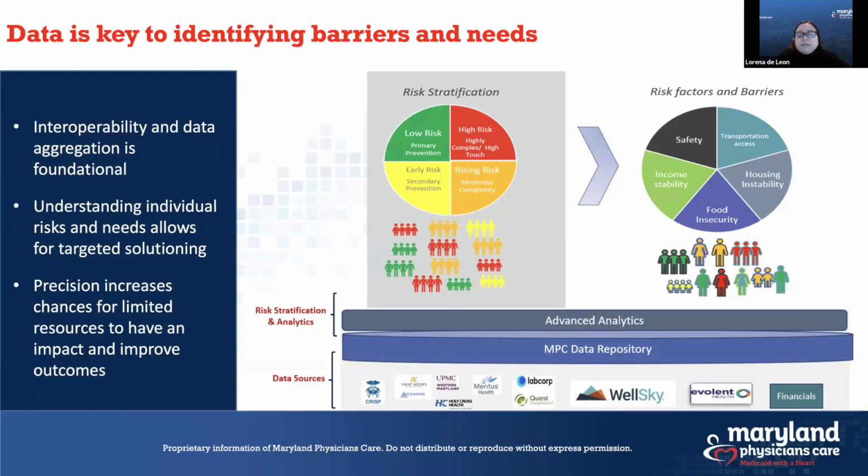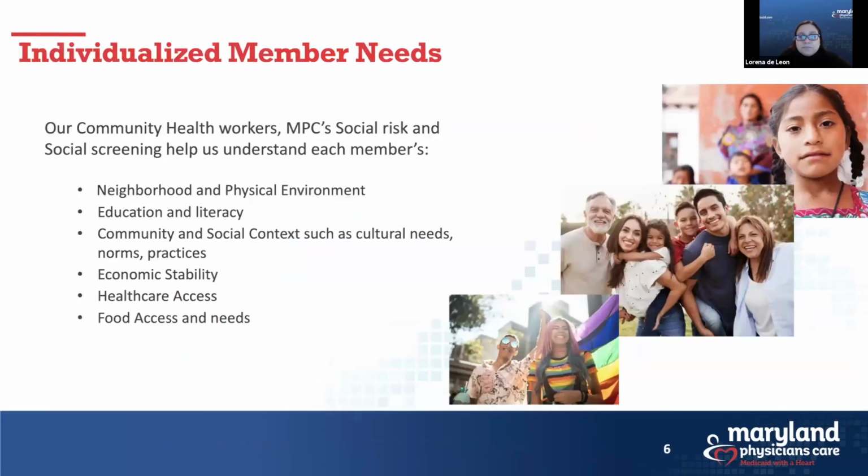Now, all of a sudden, they find themselves in crisis because they lost their transportation, they can't afford their medication, or they may not have a stable home to live in. So we need to start looking at these risk factors further up so that we can address the needs before they go into crisis. Next slide.